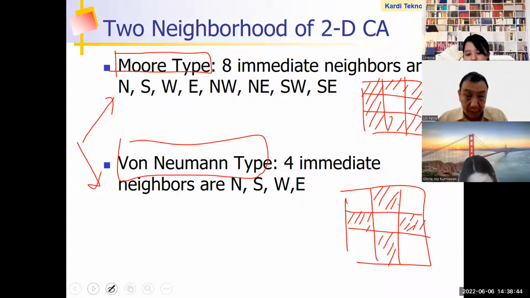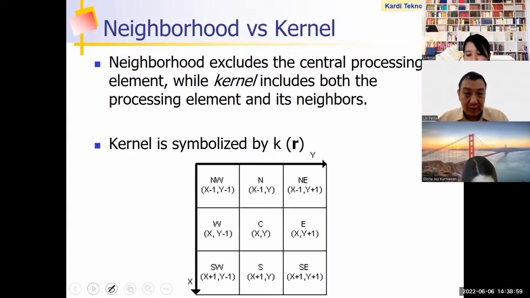So if you ask, can I make it not 3 by 3 but 5 by 5 or 7 by 7? Yes, of course you can. The definition of neighborhood, you are the one who defines neighborhood. So let's make it simple, just 3 by 3. Neighborhood is just a kernel, basically.